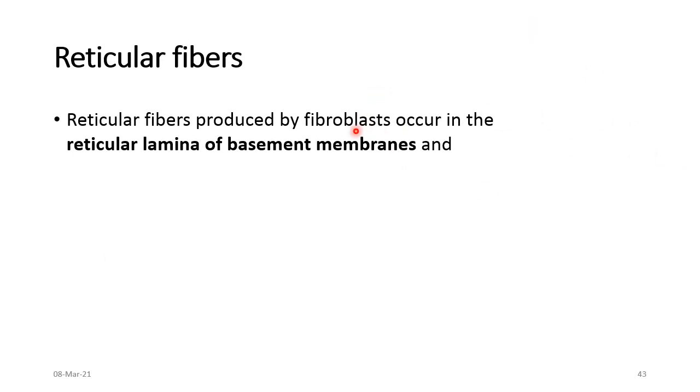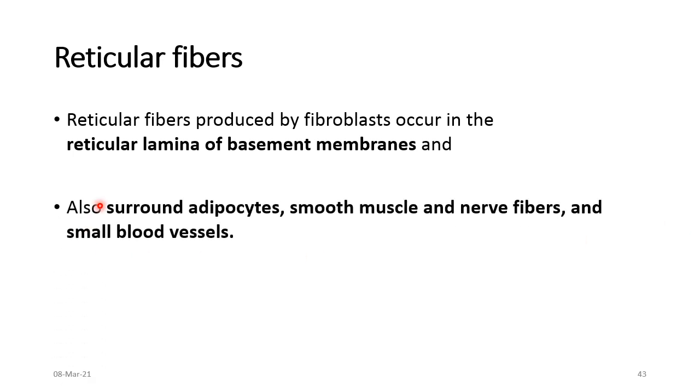So the reticular fibers produced by fibroblasts occur in the reticular lamina of the basement membrane and also surround the adipocytes, the smooth muscle, nerve fibers, and the small blood vessels. That means we find them around adipocytes, smooth muscle fibers, nerve fibers and the small blood vessels. We find reticular fibers around them.